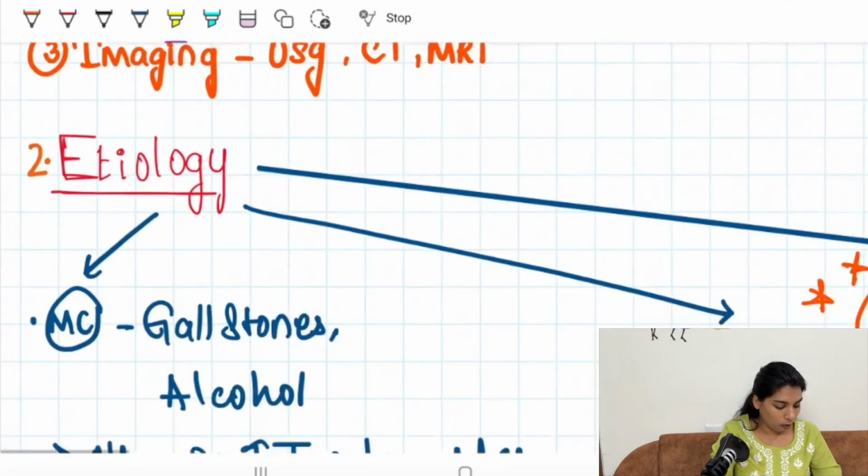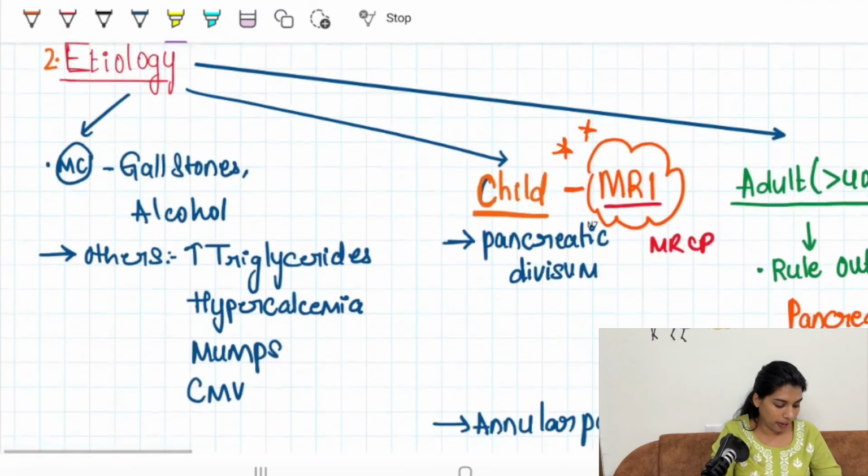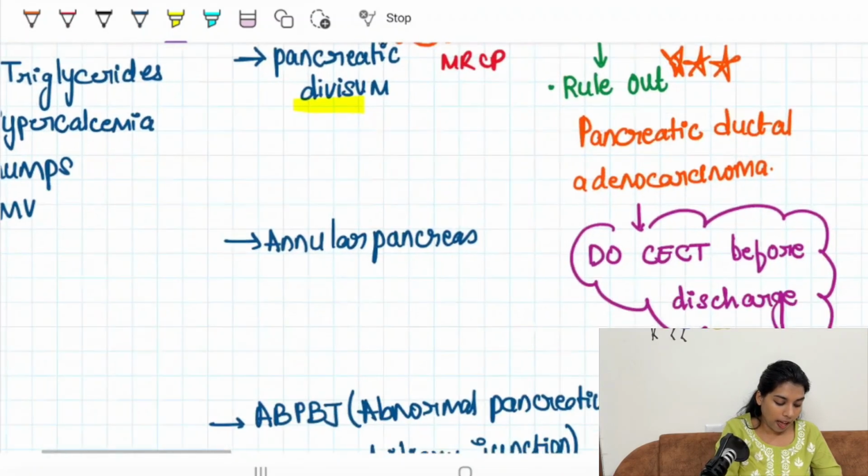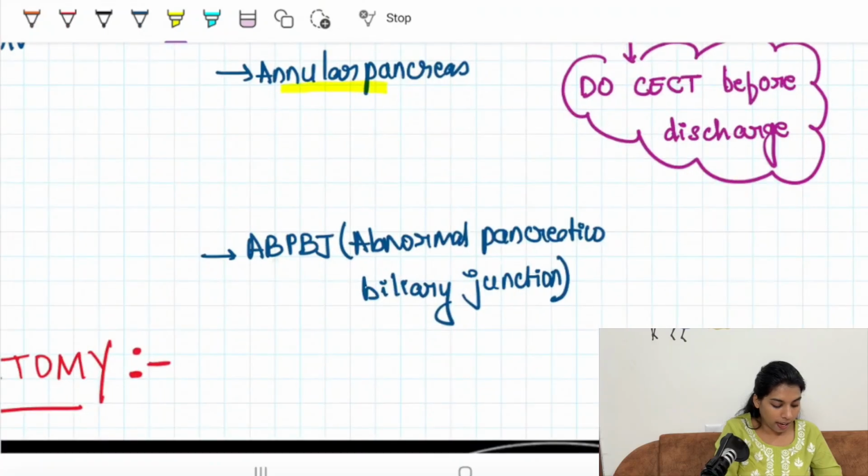Now we'll move forward to look at the etiology of acute pancreatitis. The most common etiology being the gallstones and alcohol. However, if it is a child coming to you with acute pancreatitis, always do an MRI with an MRCP to rule out anatomical variations of pancreas such as pancreatic divisum, annular pancreas, and abnormal pancreatico-biliary junction.